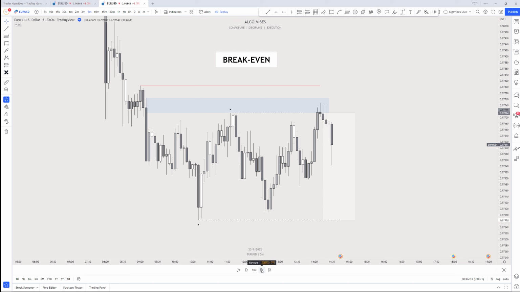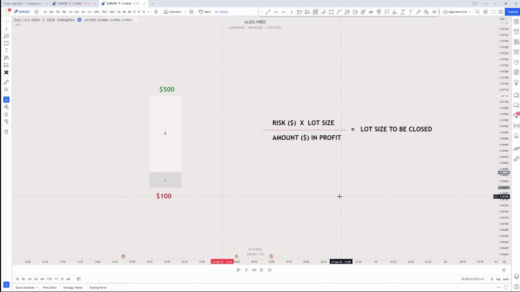So don't forget, the first way is to move your stop loss beyond your break even, and the second way is to just take off your risk from your trade. Now there's a way to calculate this. So guys, the way I calculate my break even manually is this. I use this formula I came up with, which is your risk in dollars multiplied by your lot size divided by the amount in profit.